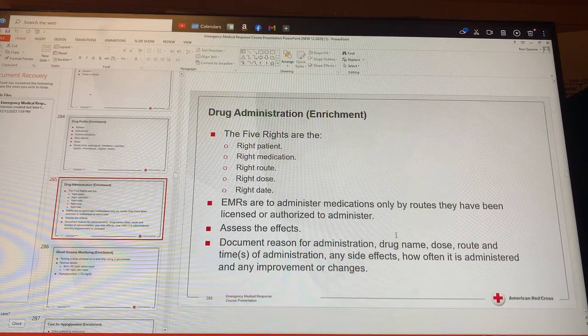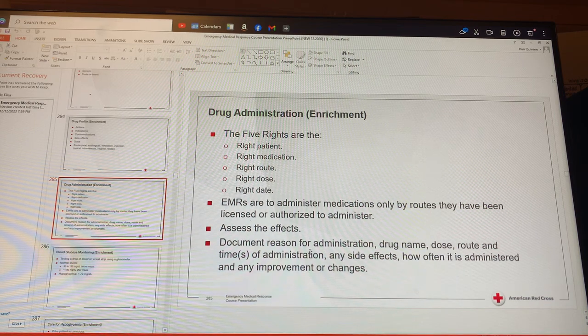EMRs are to administer medications only by routes they have been licensed or authorized to administer, and that varies from state to state. Assess the effects. Document reason for administration, drug name, dose, route, and times of administration, any side effects, how often it is administered, and any improvement or changes.